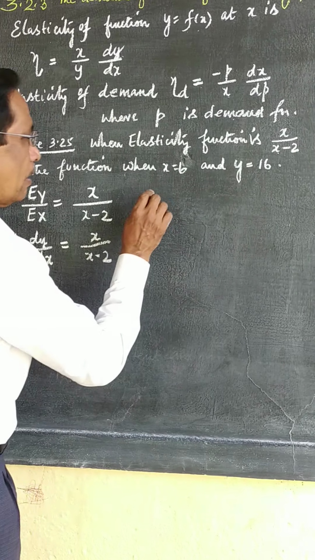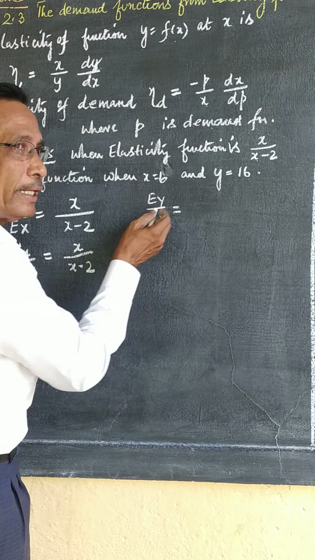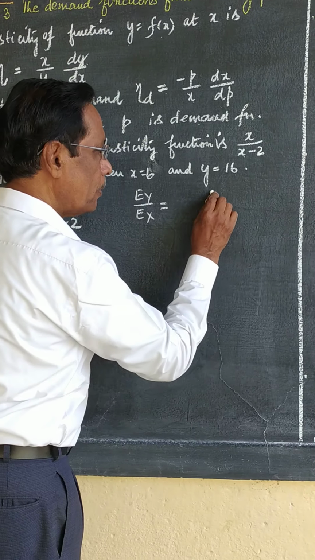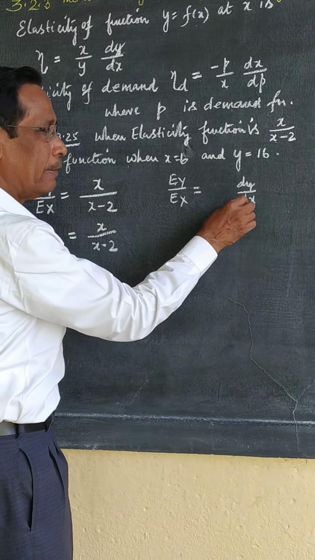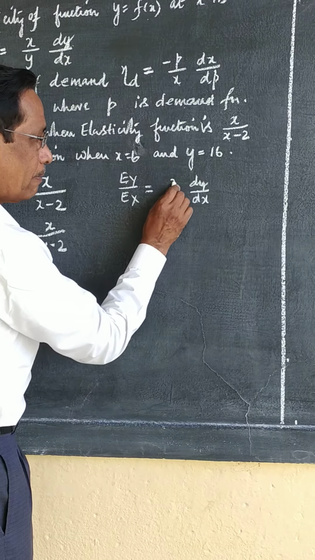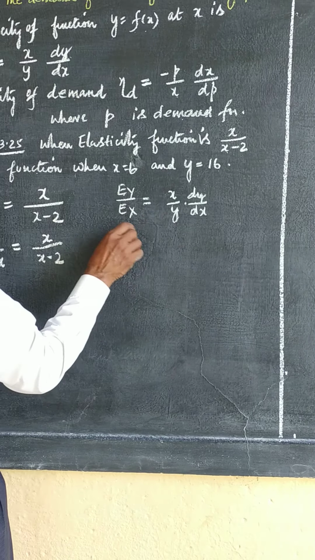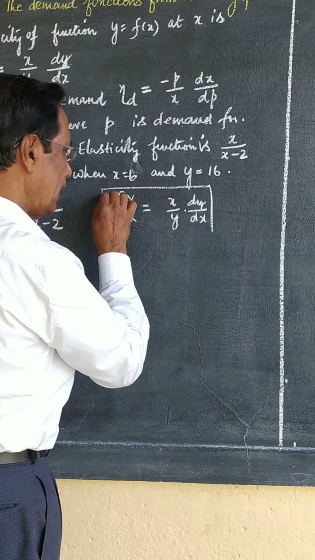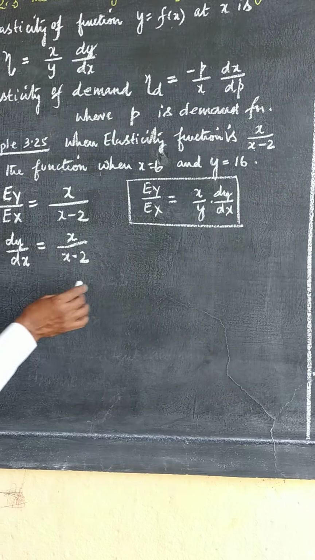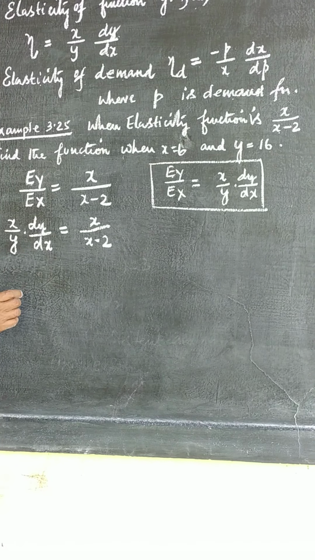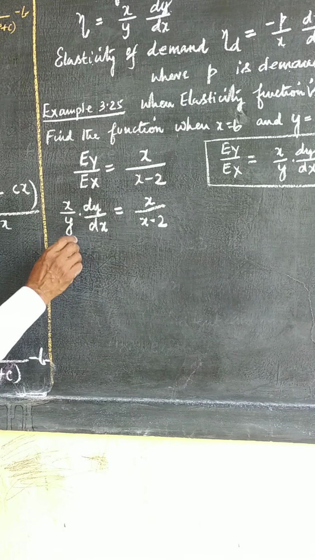We should know always Ey by Ex means, it is quite easy to remember. Better put dy by dx. Instead of E, you can put d. And this denominator x becomes numerator and y becomes denominator. This is a simple formula to keep in mind. Ey by Ex is equal to x by y dy by dx. So I have written it here. Now, variable separable method. We are separating the variables.